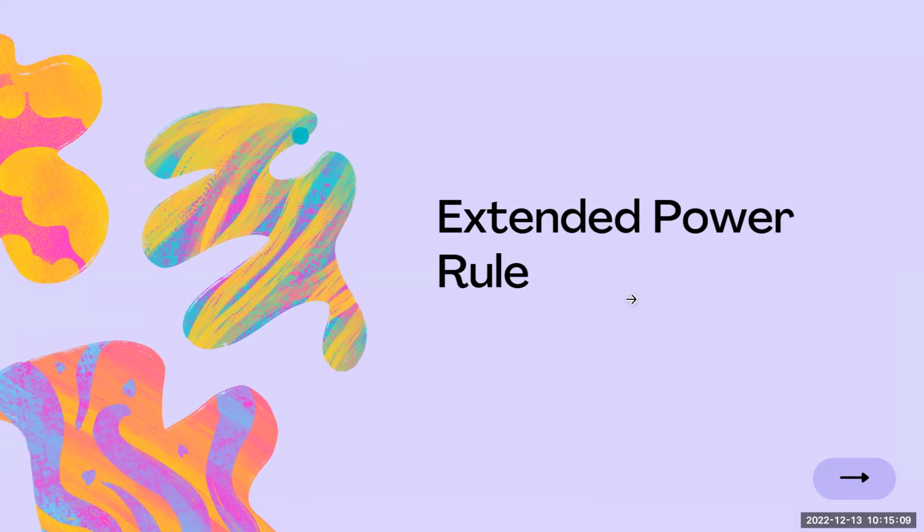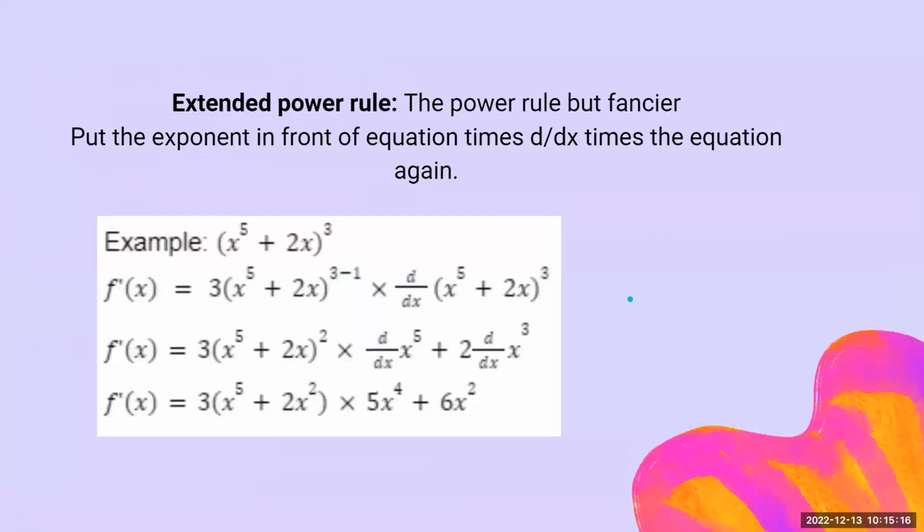All right, I'm going to be explaining the extended power rule. So basically, for the extended power rule, it's just the power rule but fancier. A way of remembering the extended power rule is putting the exponent in front of the equation times the derivative times the equation again. My example is x to the fifth power plus 2x cubed.